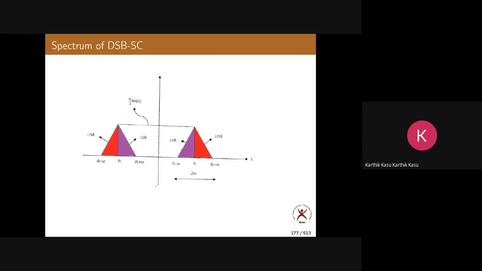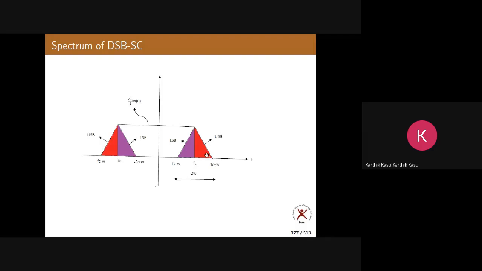So far so good. May I ask for doubts? Tell me. There is information or data in USB and LSB. Is that information in both the same or different? Same. Okay, sir, that is the problem of DSBSC actually. Your doubt is correct, so we'll discuss it in the next class. What happens is you can remove one sideband.